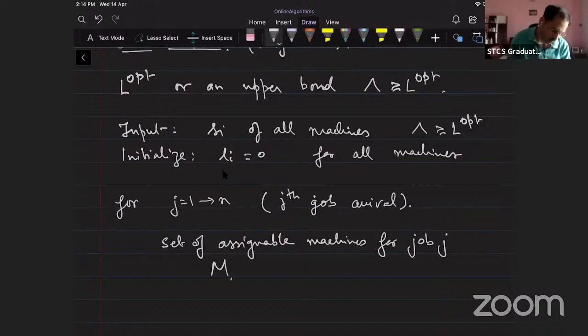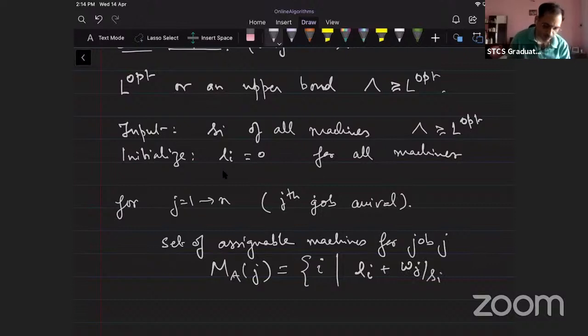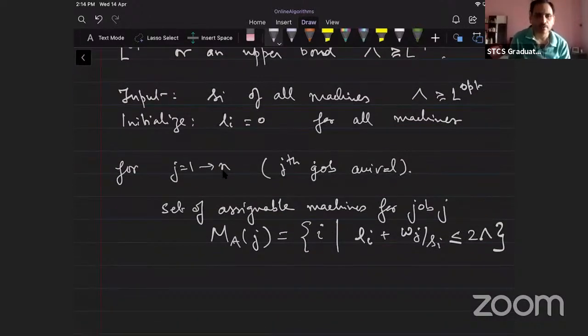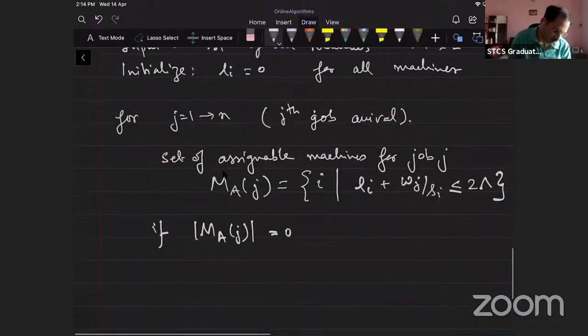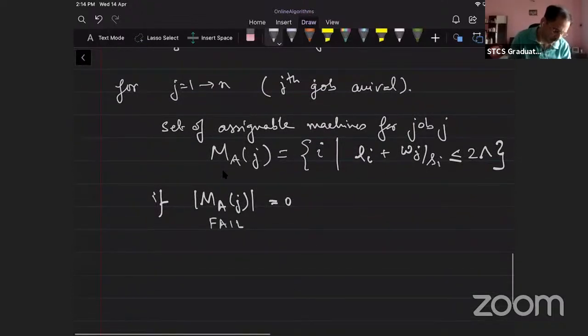to be MA of j, where these are the indices of machines for which the current load Li plus Wj by Si, which is the new load on machine i if you assign job j to it, is less than or equal to 2 times delta. So if this condition is true, then you define the machine to be assignable for job j. Now if there is no machine which is assignable, you declare the algorithm to fail and you break and quit.